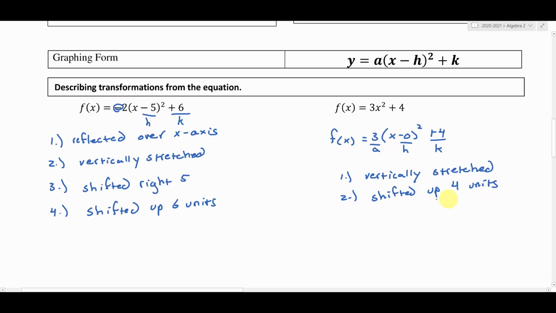So really only 2 things were done. It was vertically stretched and shifted up 4 units. All right, let's keep going.